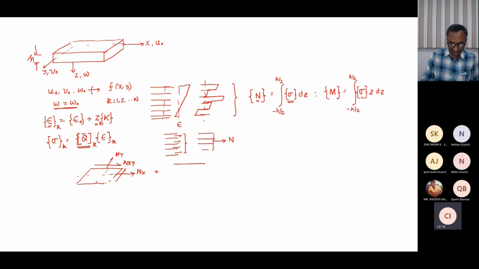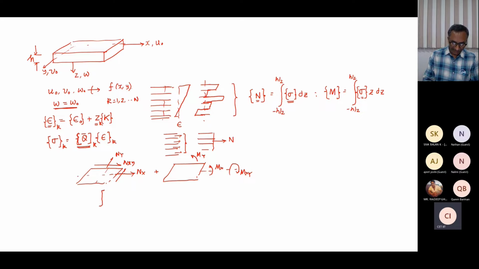Also, it is subjected to Mx, it is subjected to My, it is also subjected to twisting moment Mxy. And then we could correlate this force and moment to the mid-surface strains and curvatures. This is the basis of classical lamination theory.